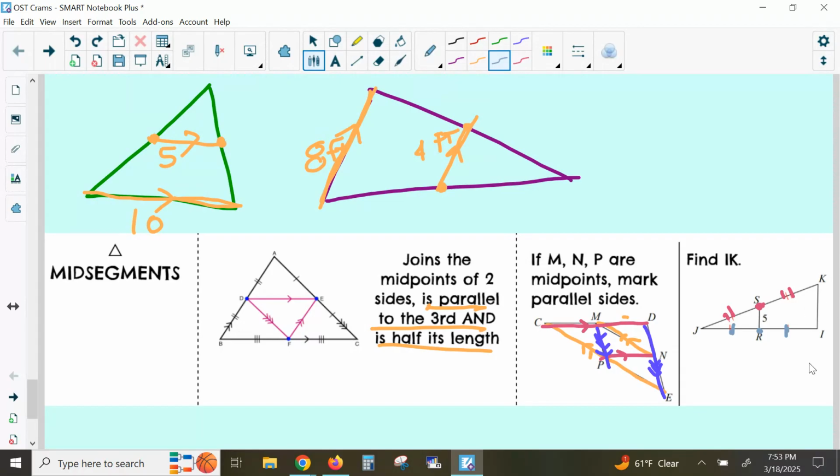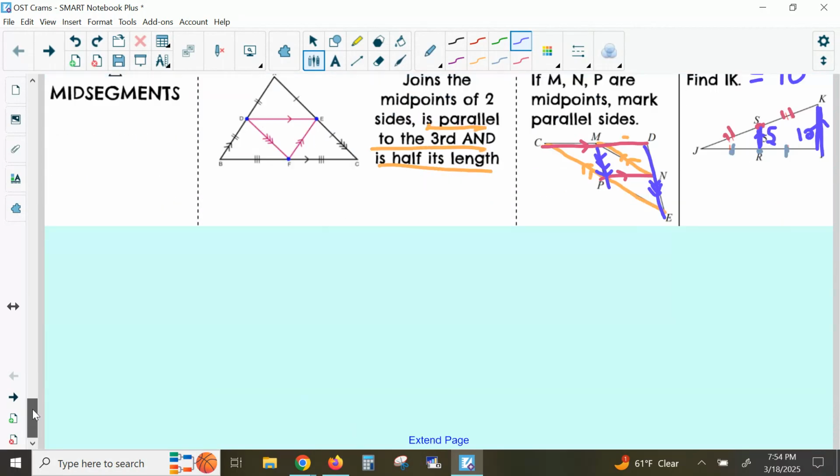So we do have some midpoints, which means that this blue side right here is going to be parallel to this side, correct? And also, this one is going to be half the length of this one. So if you see here, this says 5 right there. So if I wanted to know the length of IK, which is what they're asking for, it's got to be twice as long. So that's going to be 10. So the answer is going to be 10 units long.